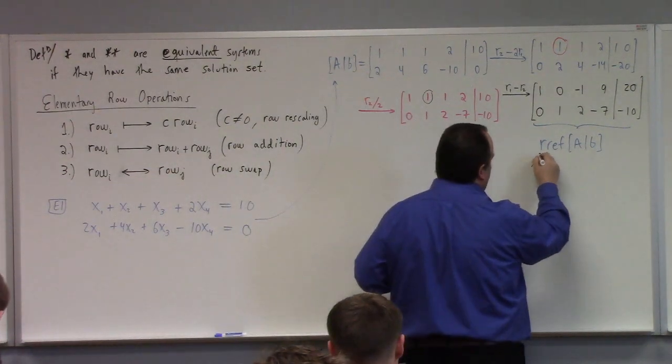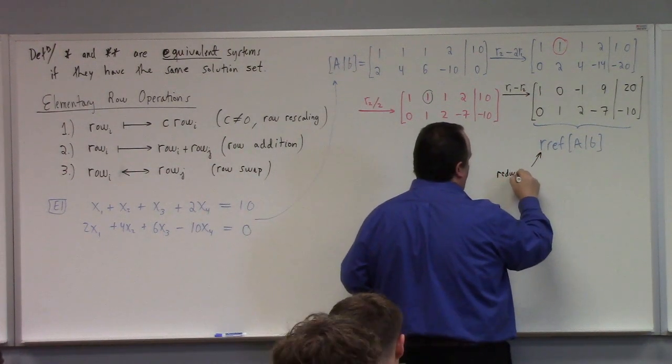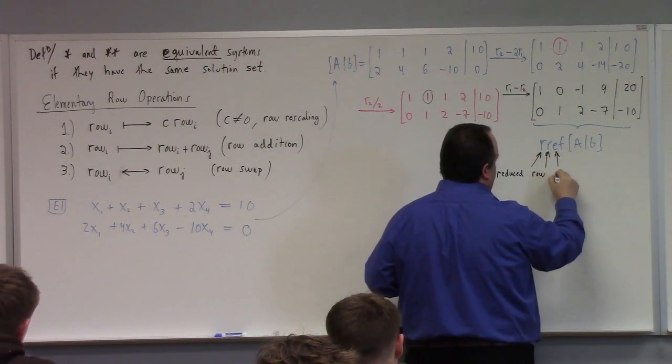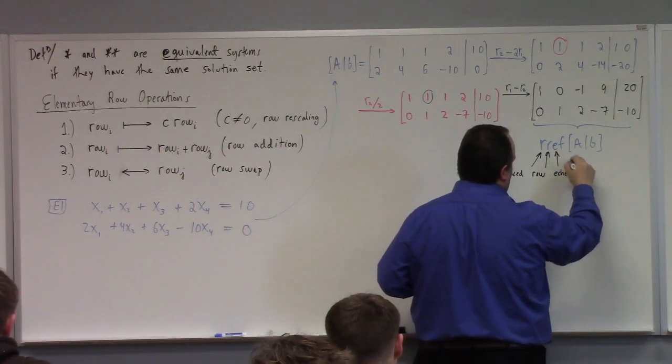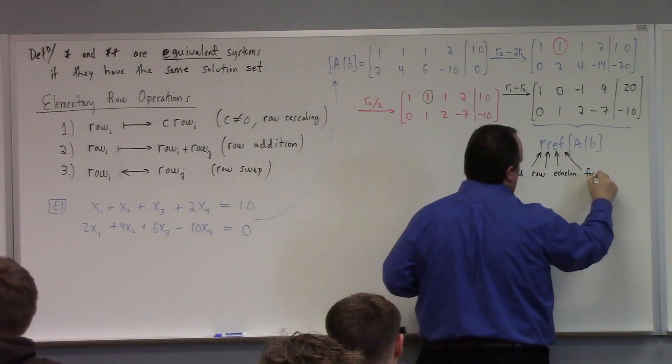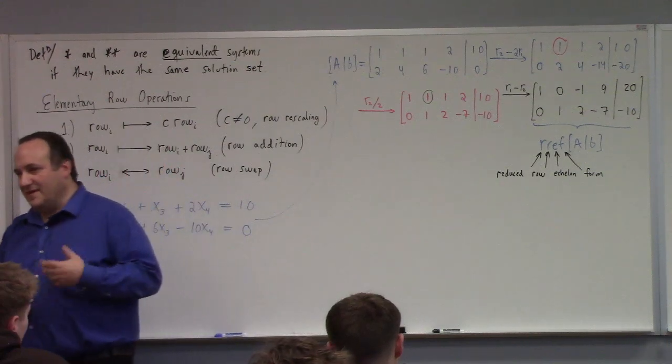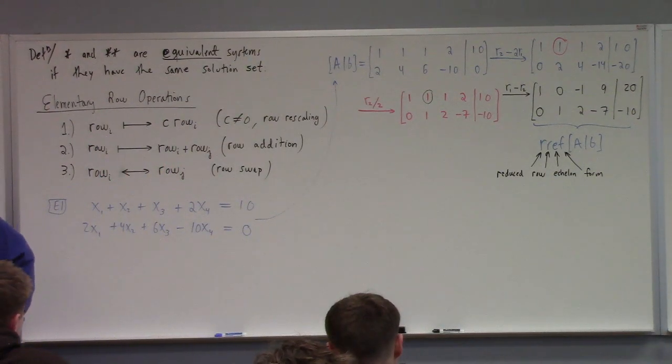So this is reduced row echelon form. There is a theorem that I won't prove because it's totally boring to prove, but there's a theorem which says that there is a unique reduced row echelon form corresponding to any matrix.